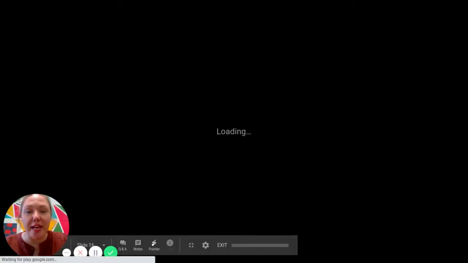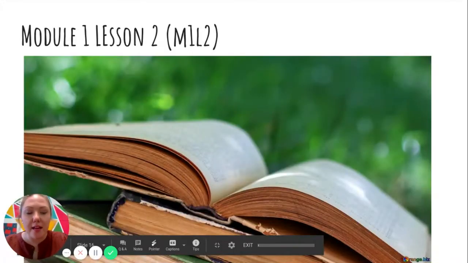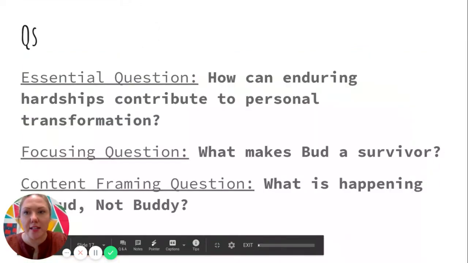Lesson 2. Last week, you all read Chapters 1 and Chapter 2 of Bud Not Buddy, and this week, we're going to be looking at Chapters 3 and Chapter 4. So let's get it started.